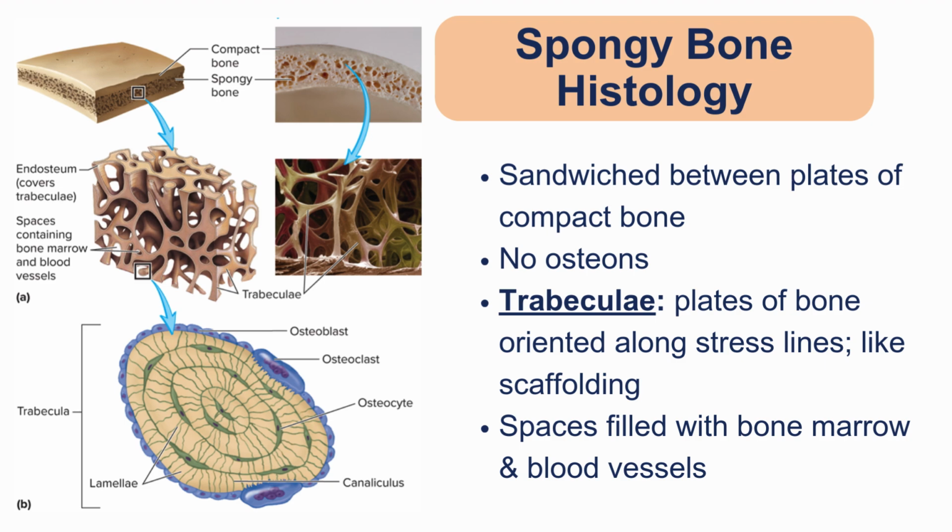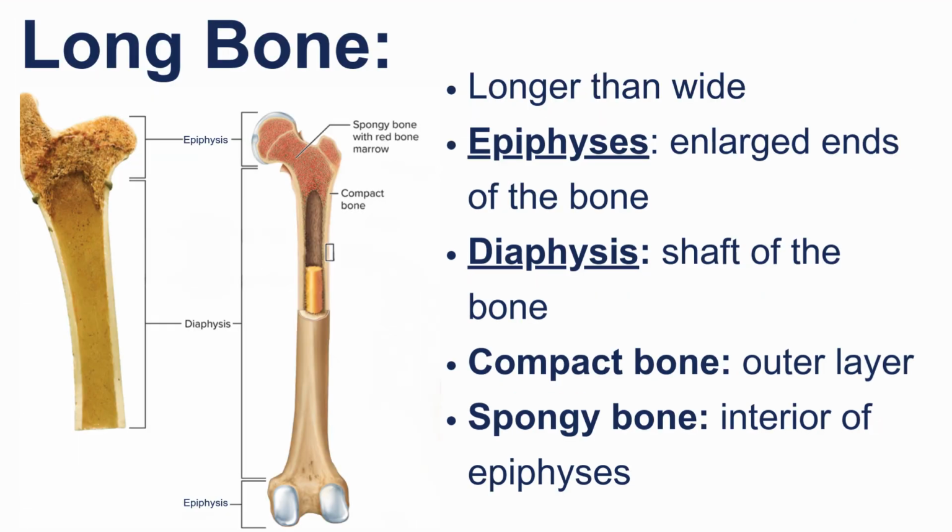Now that we're looking at the microscopic structure of compact and spongy bone, let's zoom out and look at how these tissues are organized in a whole bone, specifically a long bone. A long bone is a bone that is longer than it is wide, such as the femur, the humerus, or the tibia. The ends of the bone are called the epiphyses. I remember this as E for the end of the bone and E for epiphysis. The epiphyses are made mostly of spongy bone, covered by a layer of compact bone.